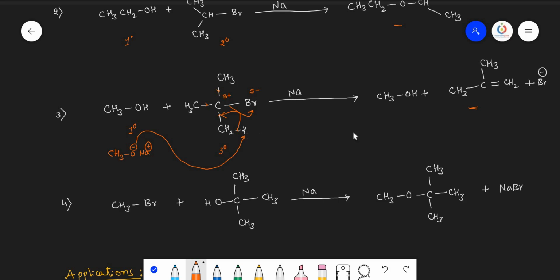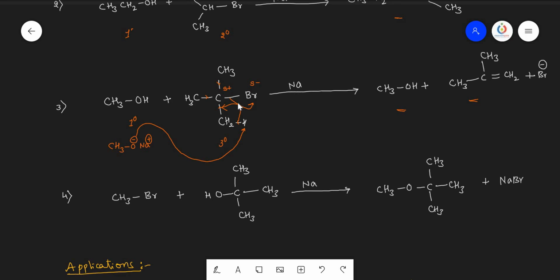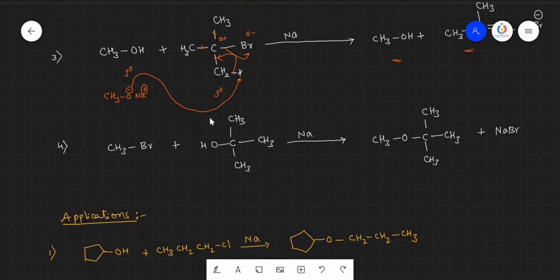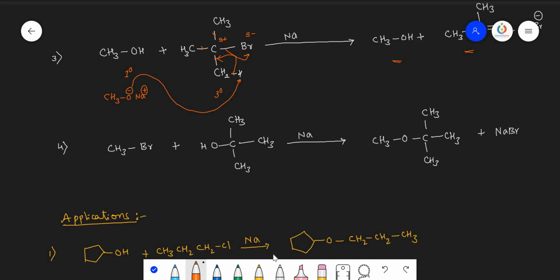And since it is abstracting the proton, alcohol will be reproduced. So this is the reason why we should not take tertiary alkyl halides if you want to prepare ethers, but you can prepare ethers that have the tertiary carbon group in the opposite direction. Here you take the alkyl halide as the primary alkyl halide, and the alcohol must be the tertiary group. So if the tertiary carbon group has the alcohol part, now it forms the sodium alkoxide like this.